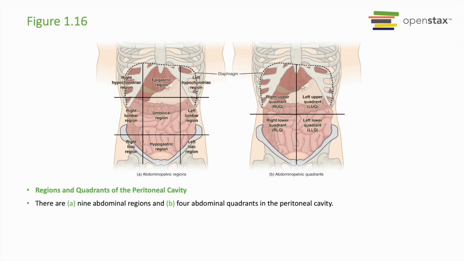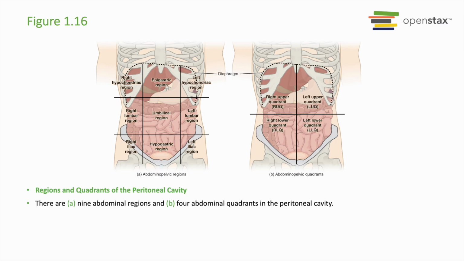The central right region is called the right lumbar region and contains the ascending colon and the right edge of the small intestines. The central square contains the transverse colon and the upper regions of the small intestines. The left lumbar region contains the left edge of the transverse colon and the left edge of the small intestine.